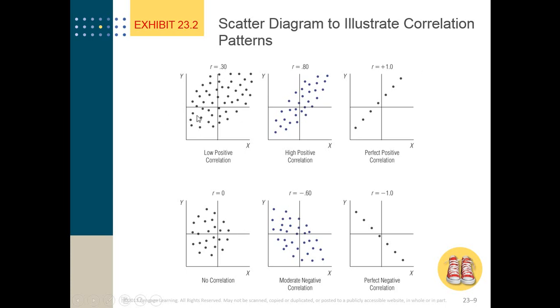Now, if you look at these dots carefully, they indicate a general upward trend. So it's a positive relationship. This one also indicates a general upward trend. The dots are now more condensed, so it indicates a stronger positive relationship. And this is a straight line, so it indicates a perfect positive correlation.